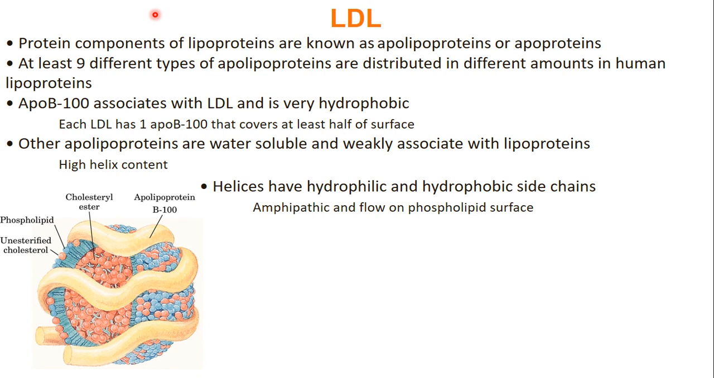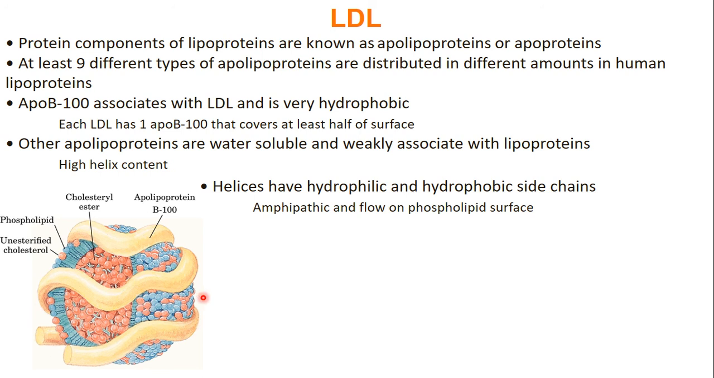So the protein components of our lipoproteins, if we're just looking at the proteins, we call them apo or apolipoproteins and apoproteins. And you have about 9 different apolipoproteins, and they're just distributed in different amounts in our different lipoproteins. One type of apolipoprotein is called ApoB100. That's going to be with LDL, and it's extremely hydrophobic. So every LDL molecule you have will have one ApoB100. That's what this yellow line is here. That covers roughly 50% of our lipoprotein.